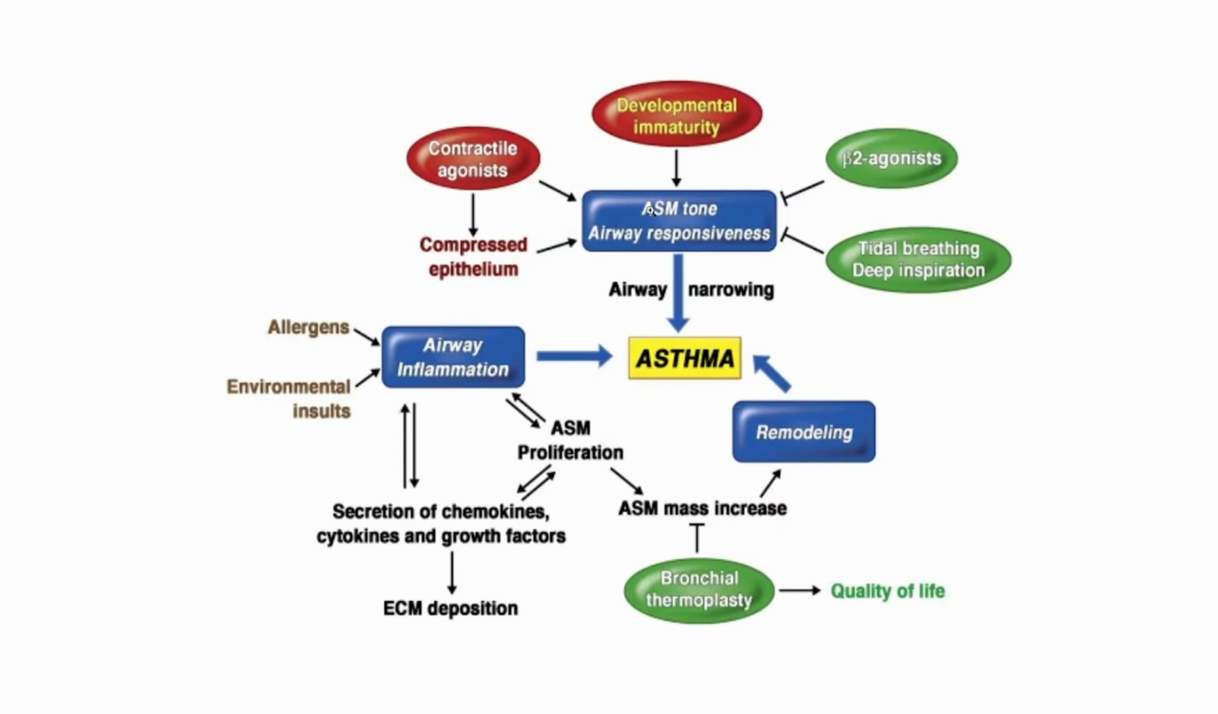Whereas in ASM tone and airway hyperresponsiveness, the causes are contractile agonists, compressed epithelium, developmental immaturity, beta 2 agonist, tidal breathing and deep inspiration. These are the causes which lead to airway smooth muscle tone and airway responsiveness. And during bronchial thermoplasty, the ASM mass will be increased. If it leads to further remodeling, it ultimately leads to asthma. So these factors play an important role in this condition.